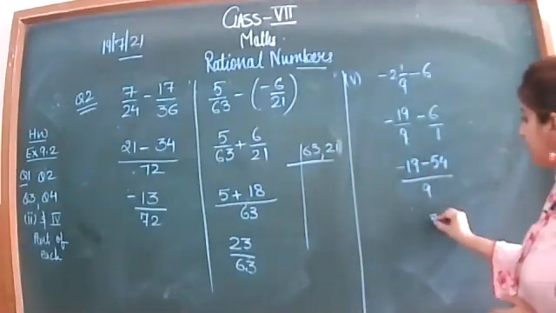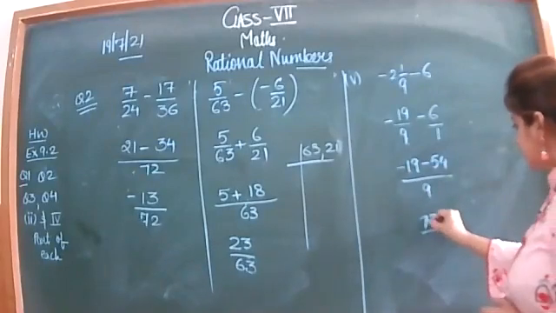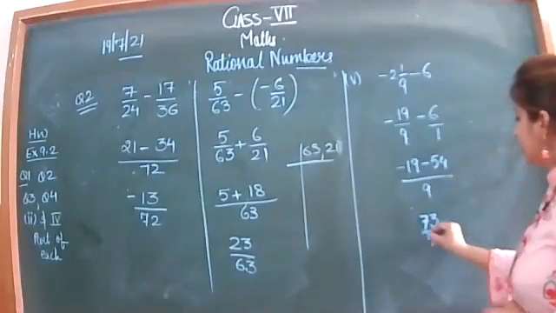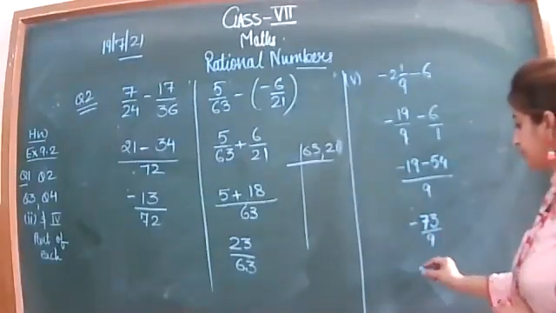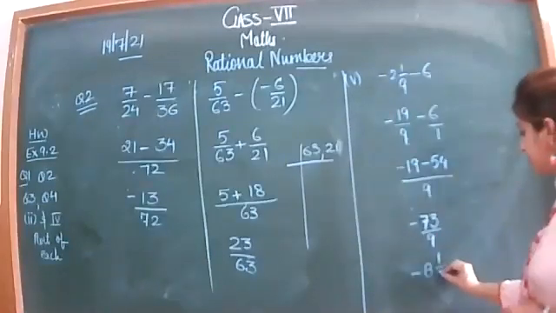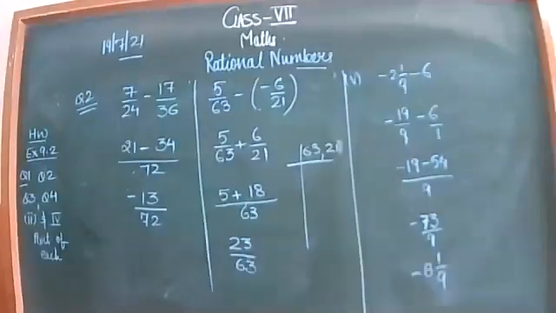So you will add them. 73 upon 9. Divide them. Minus 8 1 by 9. Minus 8 1 by 9 is the answer.